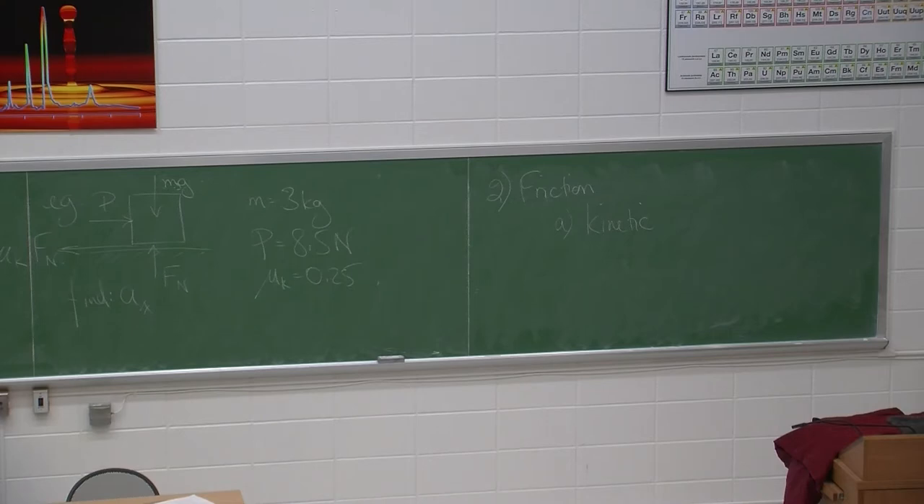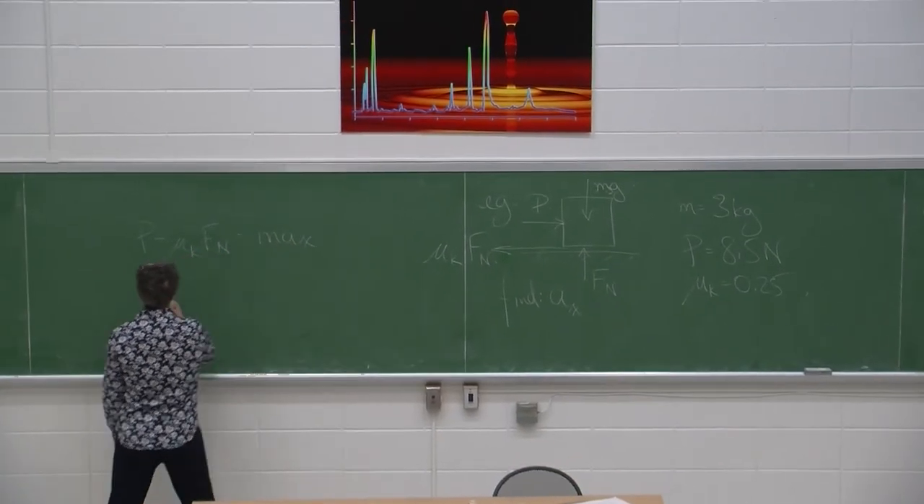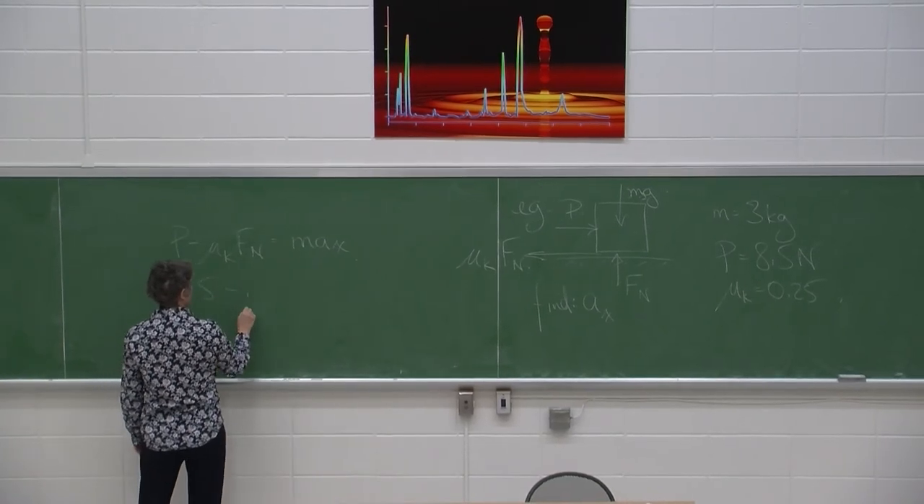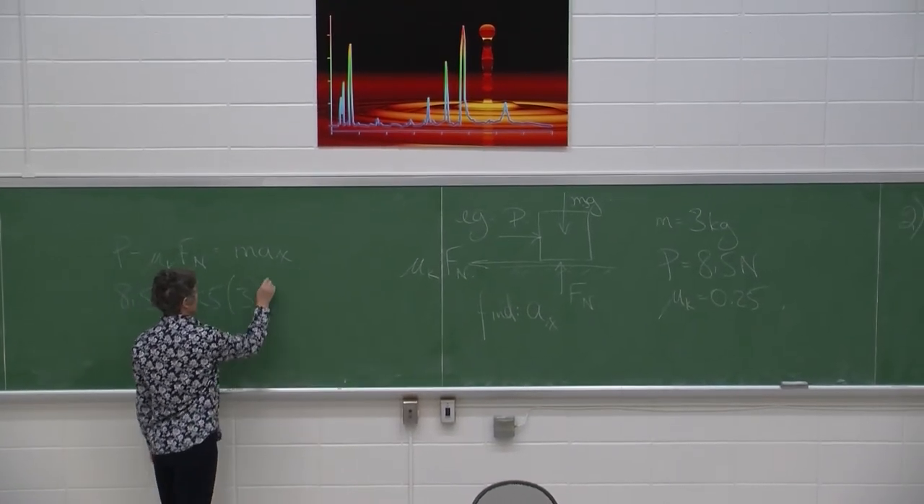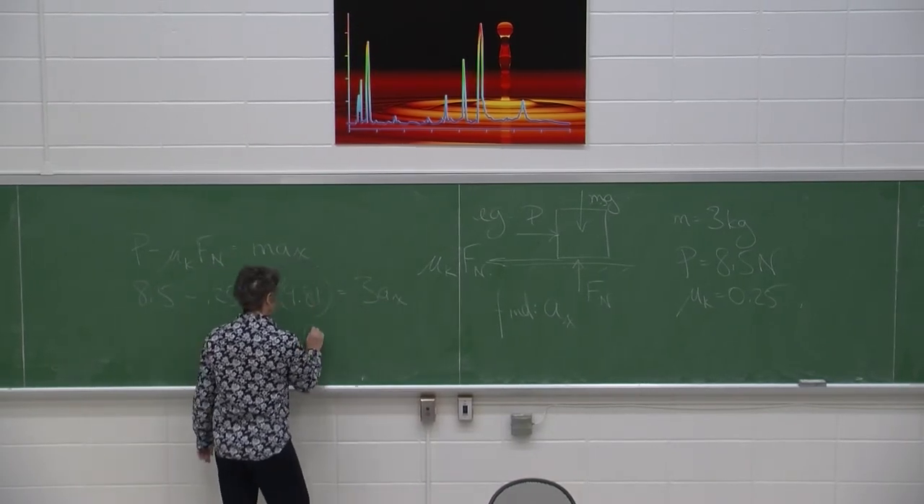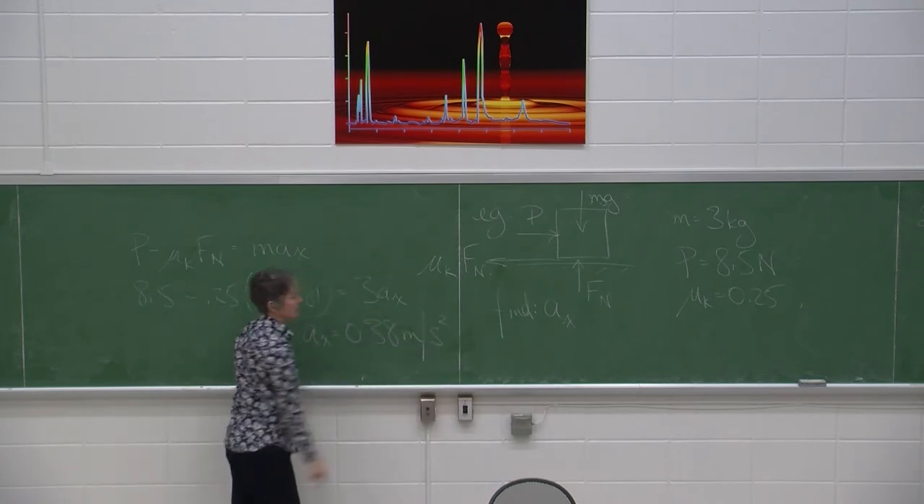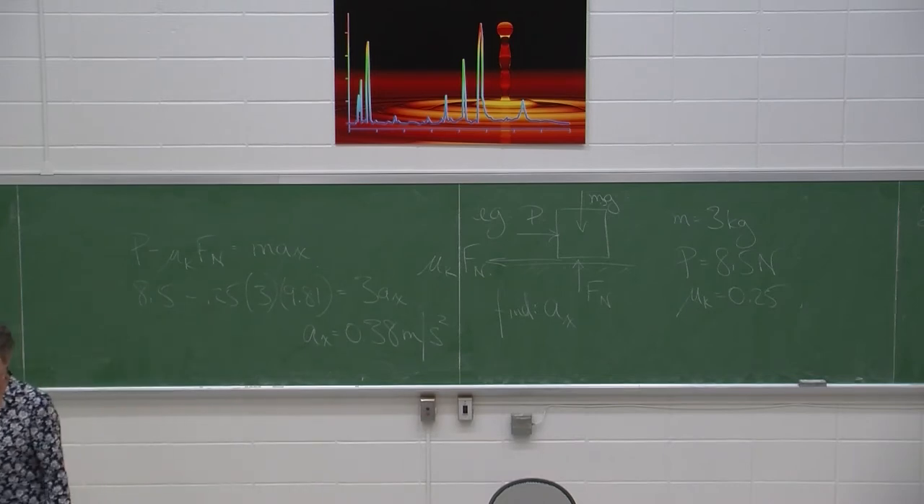So if we want to find ax, the sum of the forces in the x direction is P minus mu k Fn equal to m ax. So this is 8.5 minus 0.25 times 3 times 9.81 is equal to 3 times the acceleration in the x direction, and ax is equal to 0.38 meters per second squared. Any questions about that? Because I think you know all that.